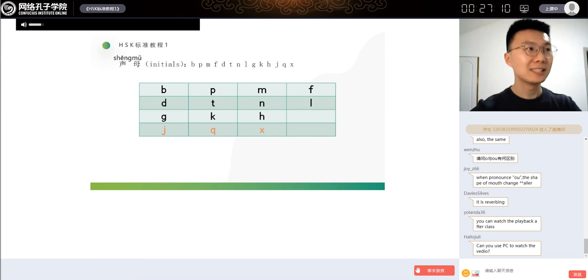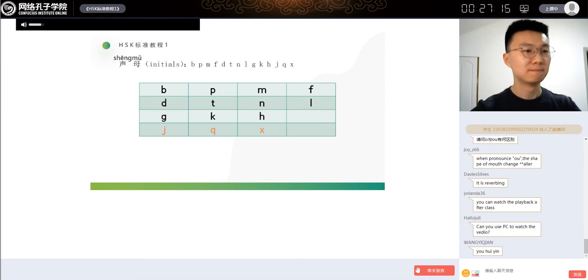Okay, let's try again. 声母一 Initials 1. 波 bo, 坡 po, 摸 mo, 夫 fo, 的 de, 特 te, 呢 ne, 了 le, 歌 ge, 科 ke, 和鸡七西. Okay.